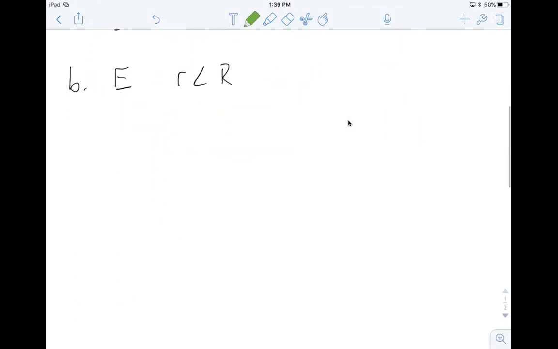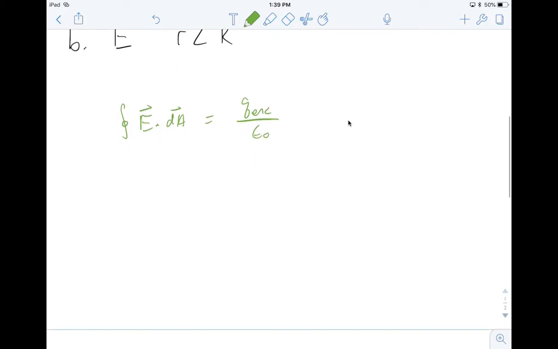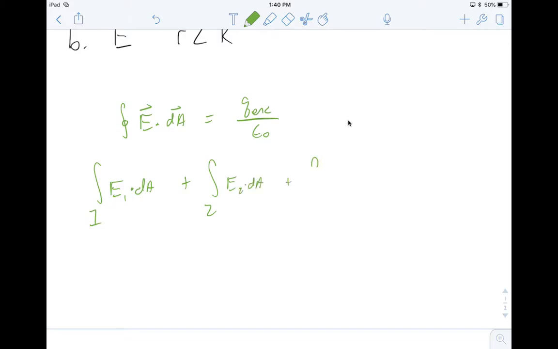Applying Gauss's law, we have the closed integral of E dot dA equals Q enclosed over epsilon naught. Let's deal with the left side. It's not continuous, so we have to break it up: the integral through side 1, E1 dot dA, plus the integral of side 2, E2 dot dA, plus the wall of the cylinder, E3 dot dA.